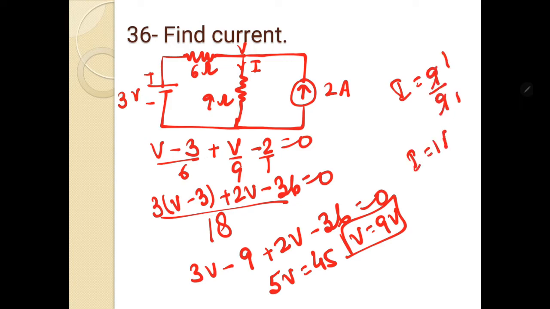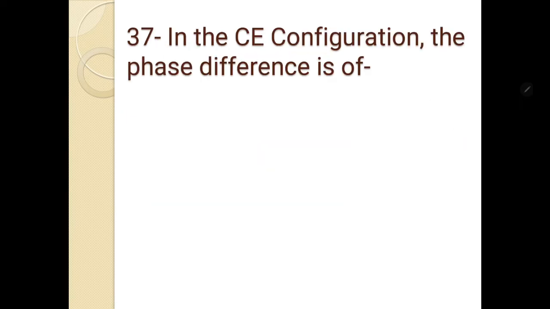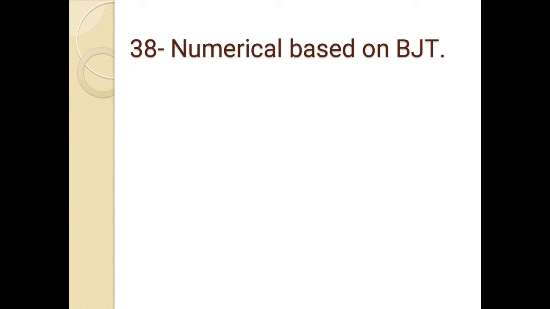In the common emitter configuration, the phase difference is 180 degree. The correct option is 180 degree. The next question again was a numerical based on BJT. The numerical I don't remember, it was a little bit complex.